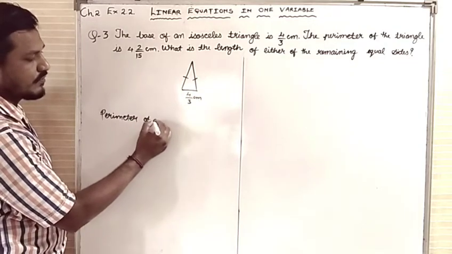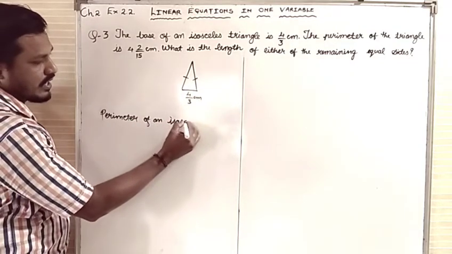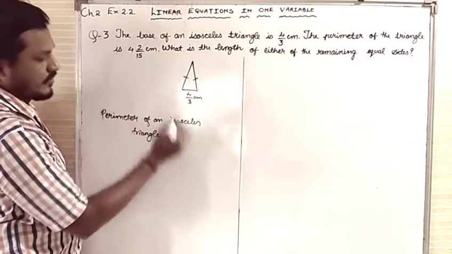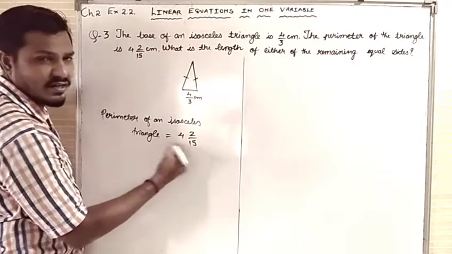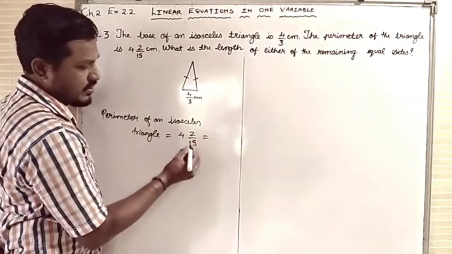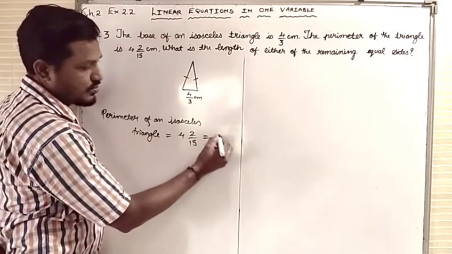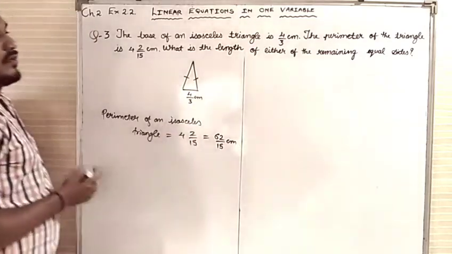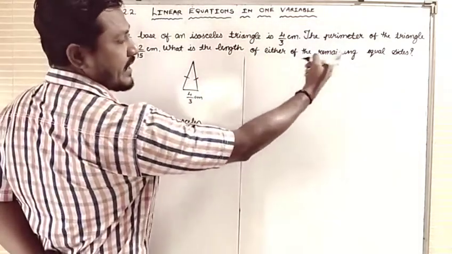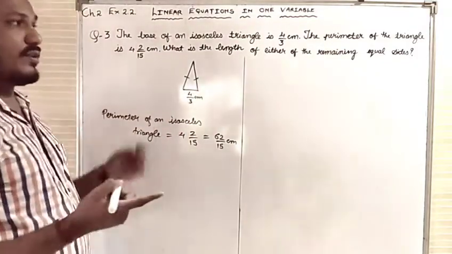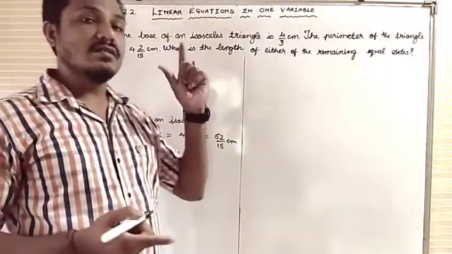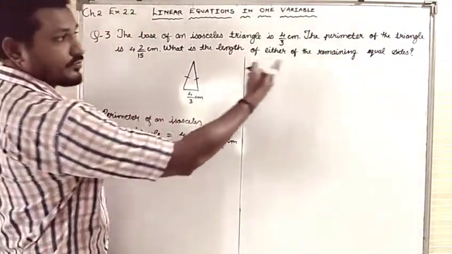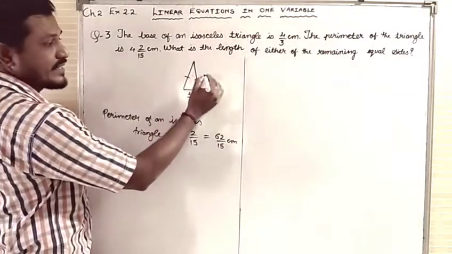Now the perimeter of an isosceles triangle is given 4 integer 2 by 15. You can convert this. You will get 15 4s are 60, 60 plus 2, 62 by 15 centimeter. Now what is the length of either side of the remaining equal sides? These two sides are equal. We don't know. So that means what? This is the value of unknown quantity. Now we will assume it as an x.